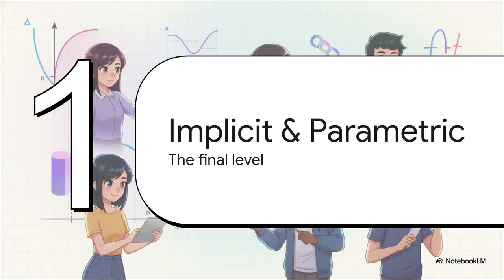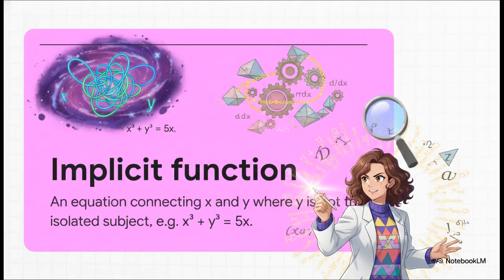And finally, Section 5, Implicit and Parametric Differentiation. We've made it to the final level. You guys are now fully equipped with the calculus toolkit to handle some real complexity. So let's finish this explainer strong. Up until right now, every single function we've looked at had y sitting there nice and neat all by itself on the left side of the equal sign.